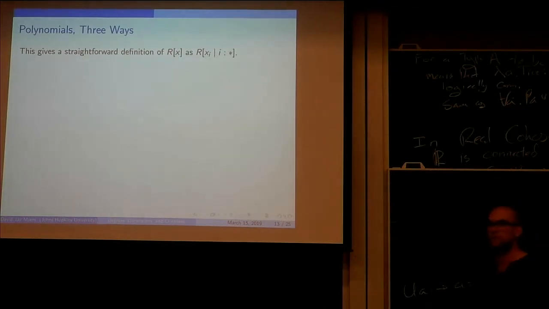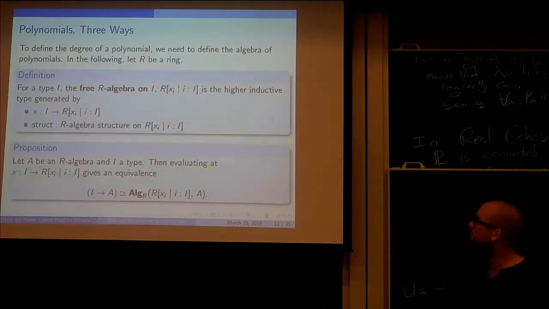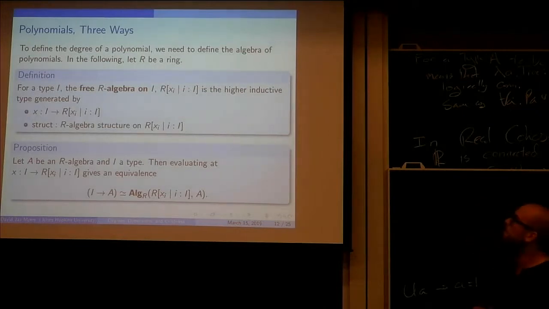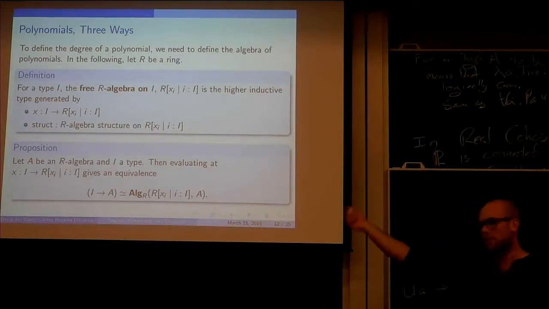So this gives a straightforward definition of R[x]. We just say it's the free R algebra generated by a single element, which we call X. Could you please go back to the previous slide? So you're saying that the type I is not truncated. No, I isn't truncated, but because we're mapping into a set, it doesn't matter. It will generate the same thing as its set truncation does.